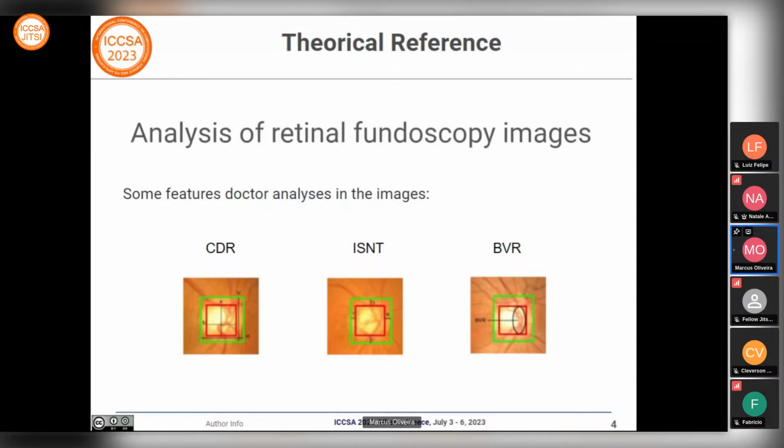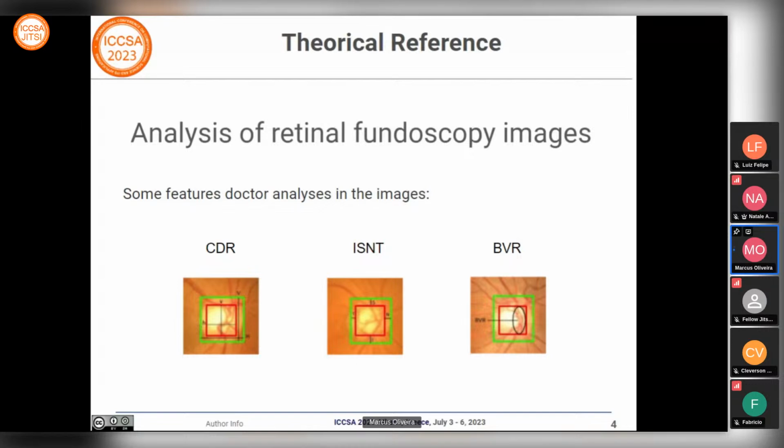About the analysis of retinal fundus image approaches, the doctors observe some features, for example, vertical and horizontal CDR. That is, the ratio between the height and the width of the optic cup and the optic disc. In the left figure, it is possible to see the vertical and horizontal CDR, where the vertical CDR is acquired by the ratio between little v and the big V, and the horizontal CDR is acquired by the ratio between little H and the big H. That is the left figure.